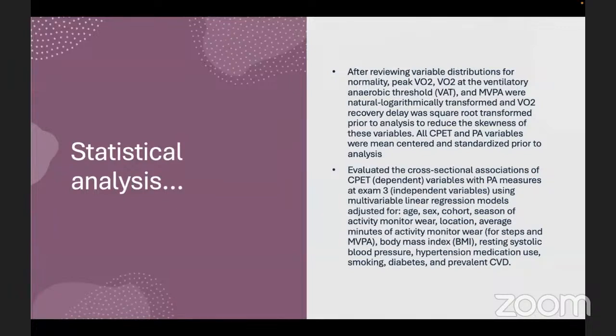So they evaluated the cross-sectional association of the CPET variables with the physical activity measures at exam 3 using multivariable linear regression models adjusted for age, sex, cohort, season of activity, monitor wear location, average minutes of activity monitor wear, steps and MVPA, body mass index, resting systolic blood pressure, hypertension medication use, smoking, diabetes, and prevalent cardiovascular disease. Next, please.